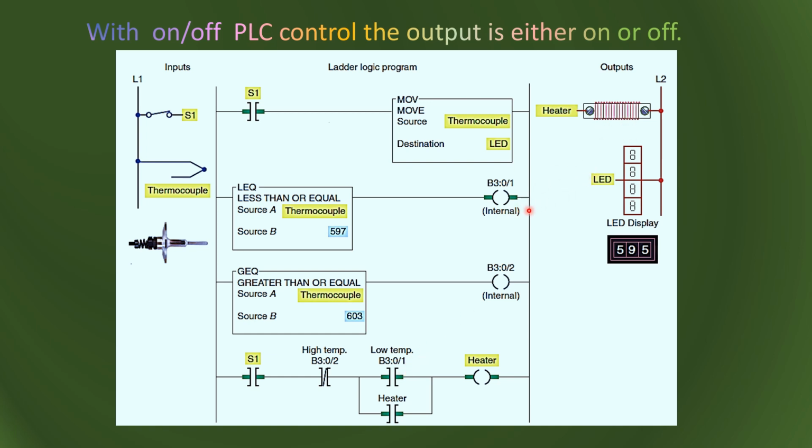So we need that this should be on whenever the temperature becomes higher than 603, and this one we want to be on whenever the temperature is less than or equal to 597.